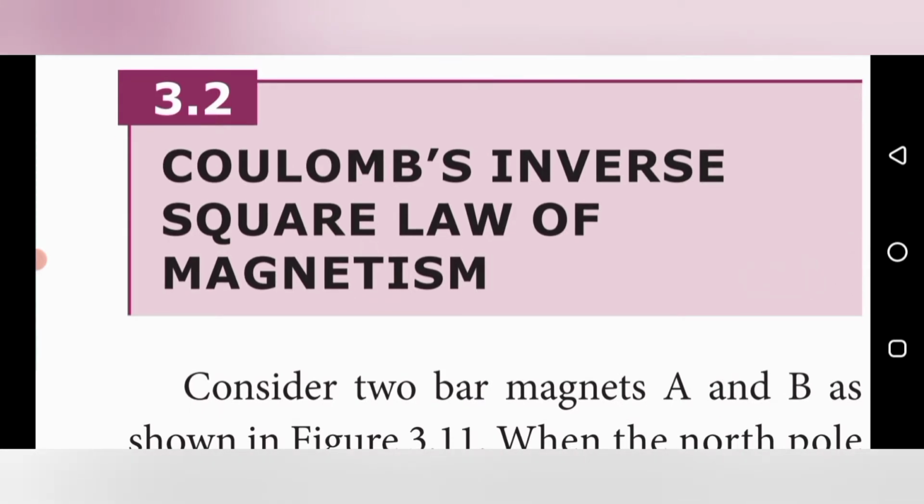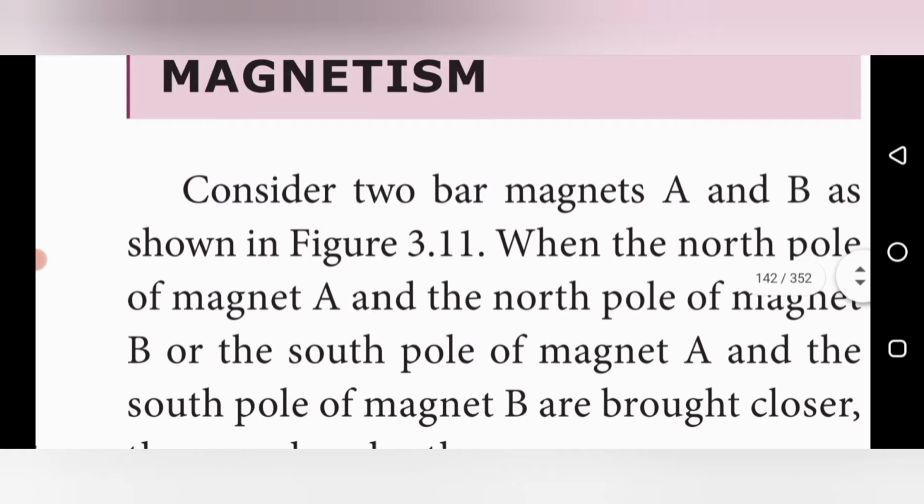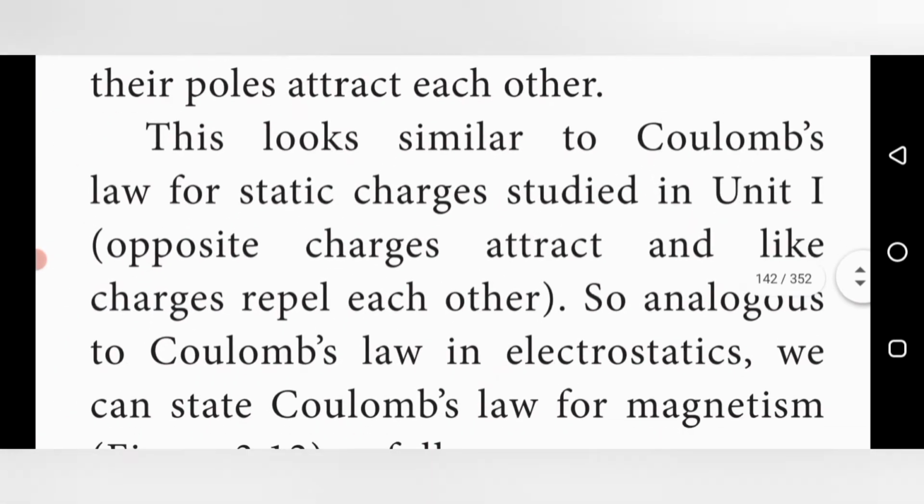So here, instead of charges, we take bar magnets. In the first lesson you remember that like charges repel each other and unlike charges attract each other, that is, positive and negative charges. So here also, in this Coulomb's law, the force between two magnetic pole strengths is referred to.